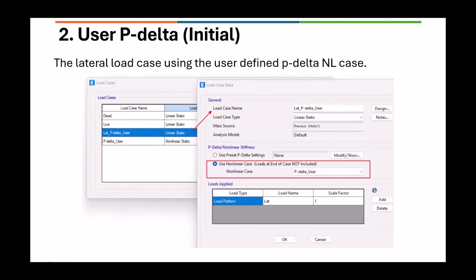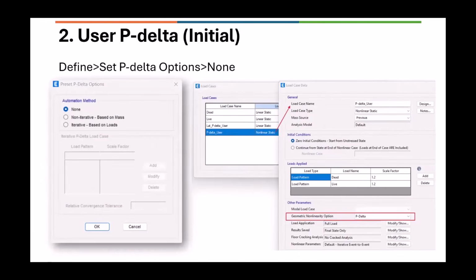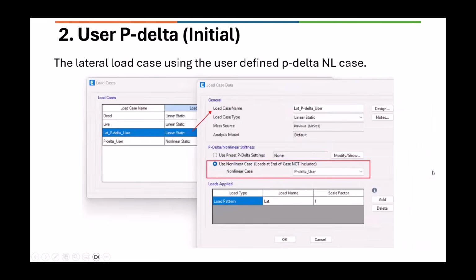Similarly, you can define one more P delta initial for the Y direction and include the lateral load of Y or the factors specified in the tall building code. You can do that for n number of initial P delta and then respective linear cases. So in both of these approaches, the lateral load cases remain linear static. That is a big advantage.